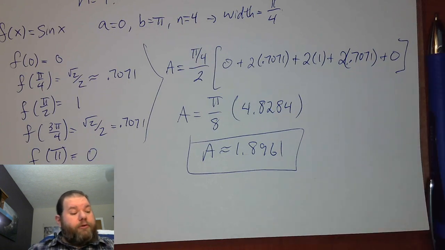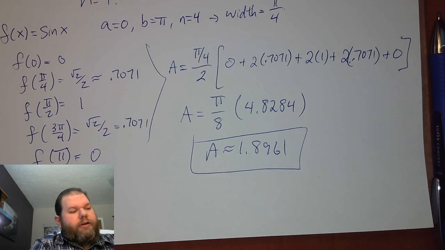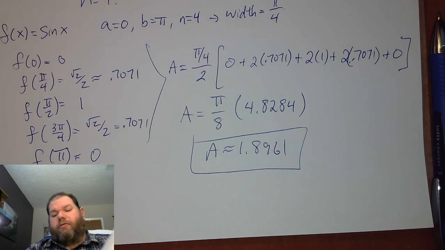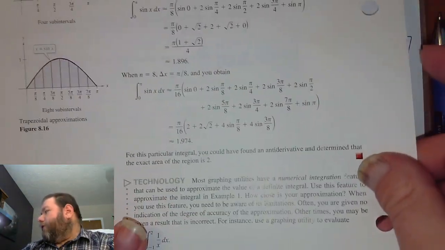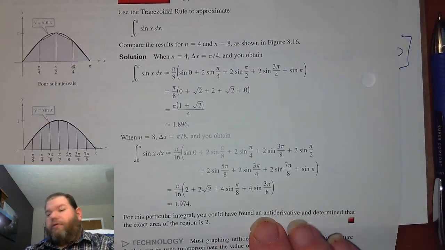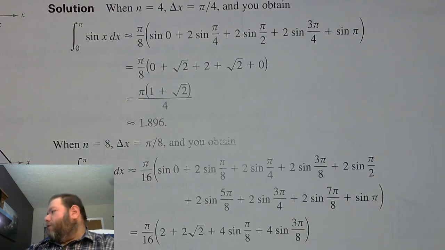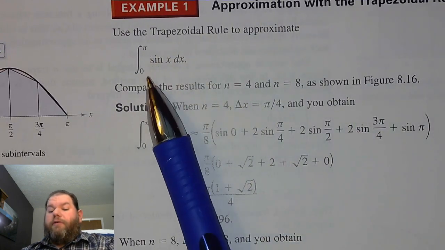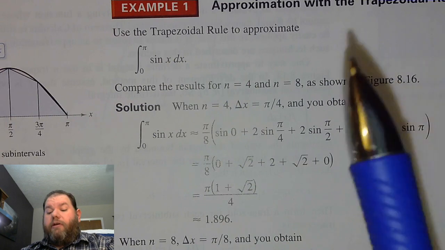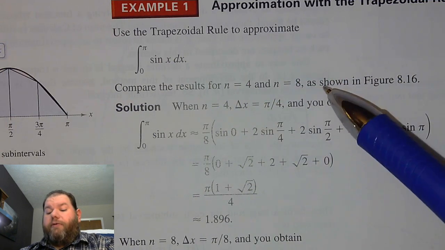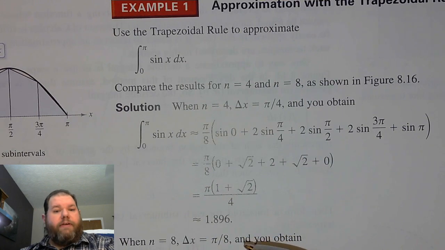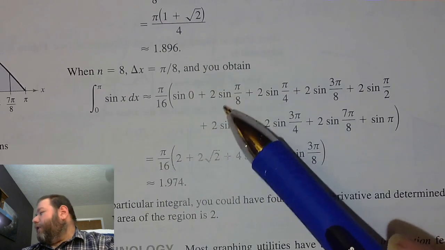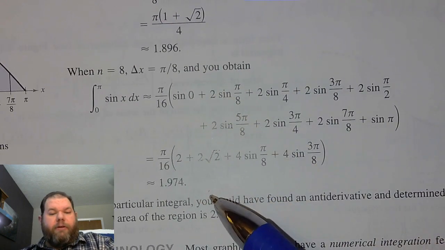Now, the book happened to do the same question, that's why I chose it, but they use n equals 8. So if we see what they did in the book here, they have the integral 0 to pi of sine x like we used. They did n equals 4 and n equals 8. Now for n equals 4, they got the same answer, 1.896, which is reassuring. And then they repeated it for n equals 8, and they actually got a better approximation.